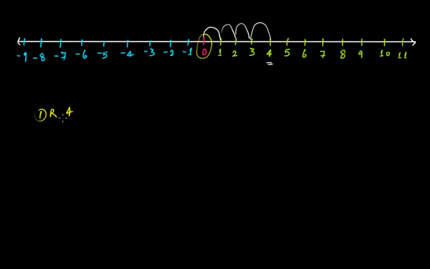Then you are asked to move towards the left and take 3 steps backward. Now I have to take 3 steps towards the left. So 1, 2, and 3. So where did you come? You came at 1. Again, someone tells you to move towards the left and take 5 steps.